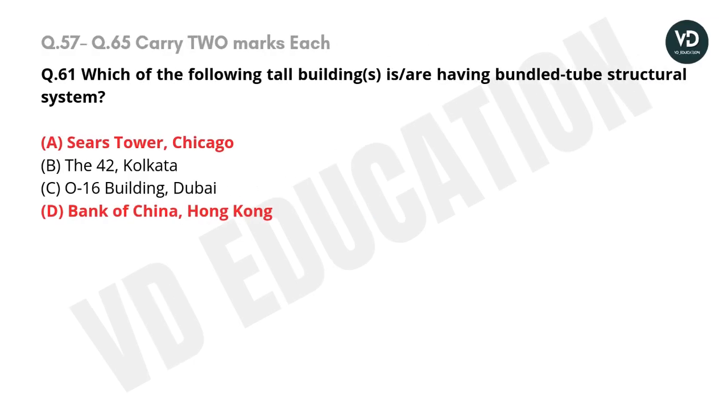Question number 61. Which of the following tall buildings have a bundled tube structure system? This is an MSQ type question, so we need to select one or more than one option for the correct answer. Options they have provided are A. Sears Tower, B. The 42 Kolkata, C. O16 building Dubai, D. Bank of China, Hong Kong. The correct options are A and D.